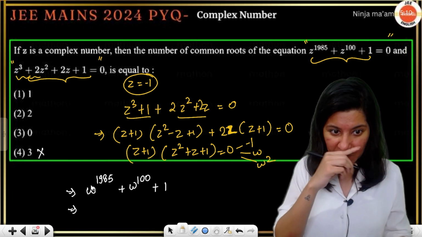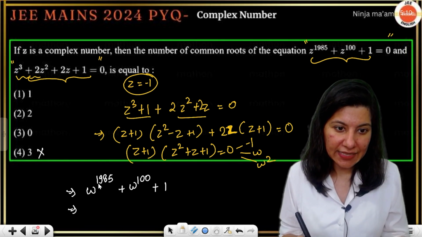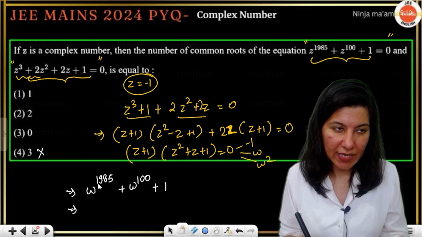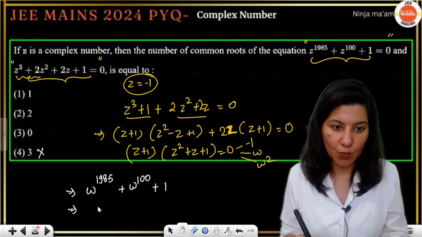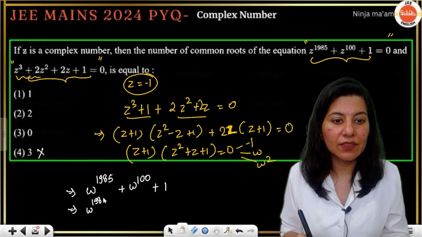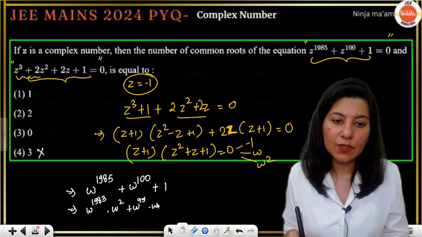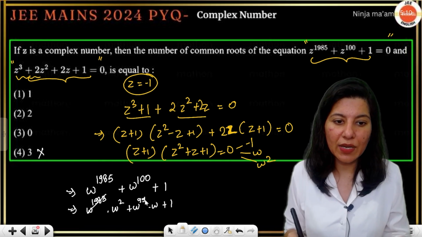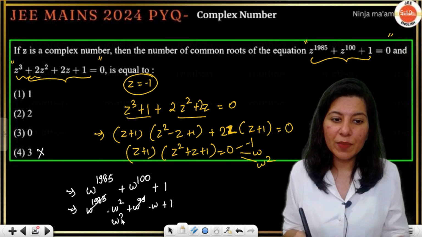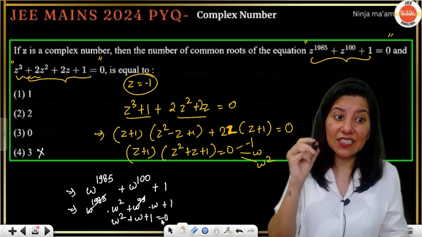So what about 1984? No, actually this is omega power 1983 omega square plus omega 99 plus omega, this is plus 1. This is 1, this is also 1. Finally, omega square plus omega plus 1. And that is 0. That means omega is getting satisfied.